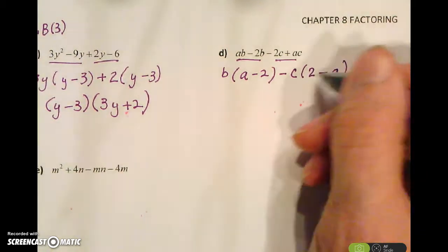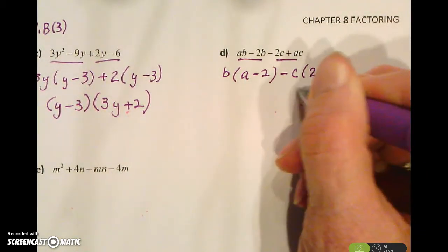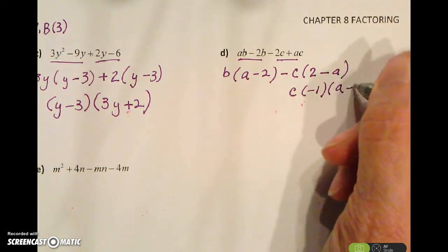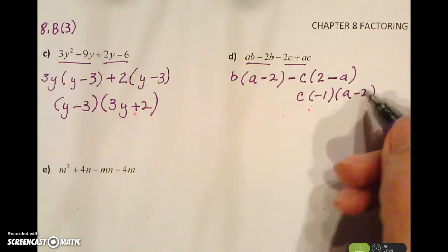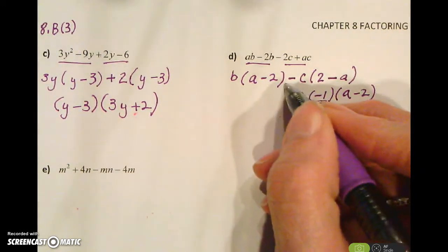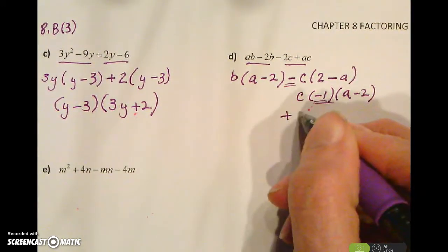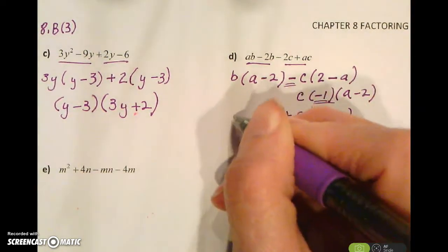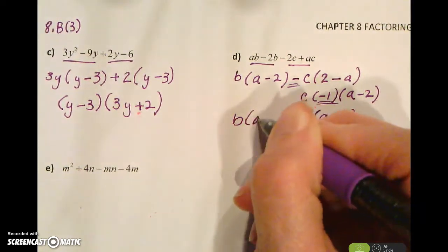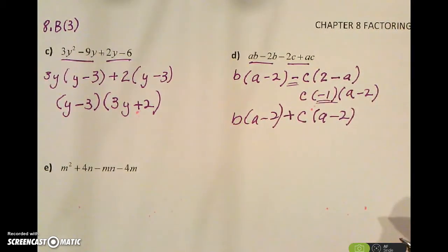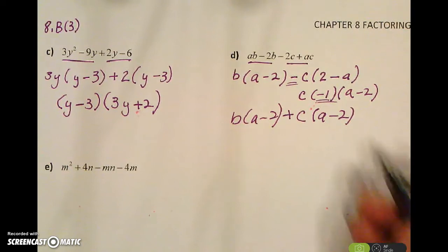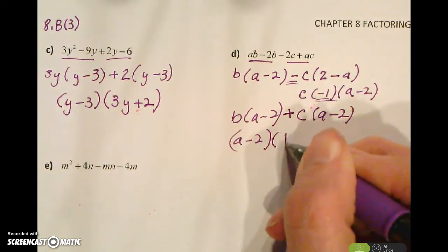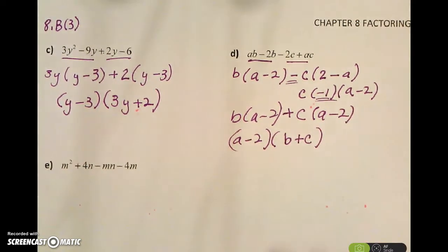So negative 2 minus A would be equal to a negative 1, and then flip this around to A minus 2. So my negative here and my negative here would make a positive C, and then A minus 2. So I'm going to have B times A minus 2 plus C times A minus 2. I'm going to factor out my A minus 2, and that will leave me with B plus C.